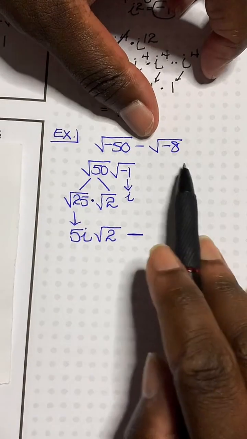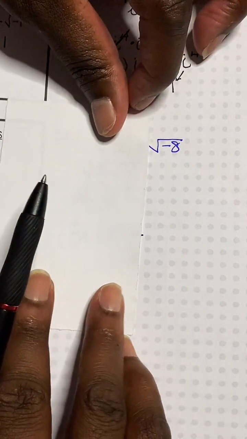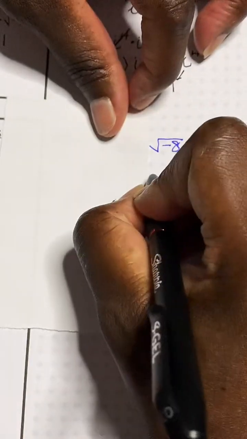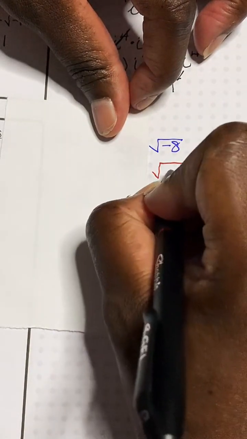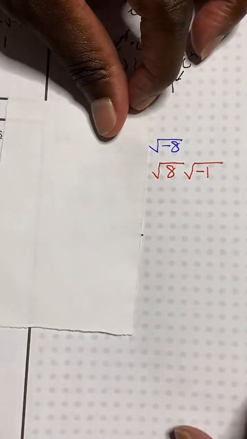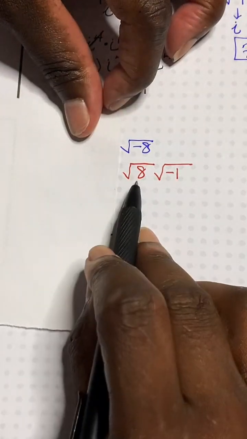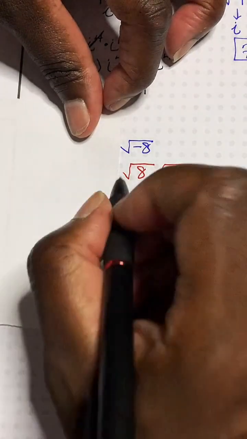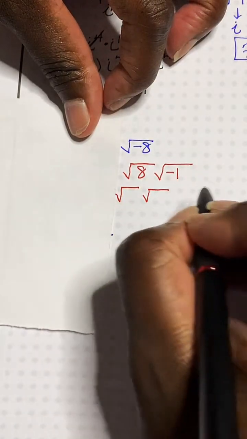Now we have to break down the square root of negative 8. First off, I've got my 2 radicals. One of them has a positive 8, the other one a negative 1. The square root of 8 can be broken down into what?